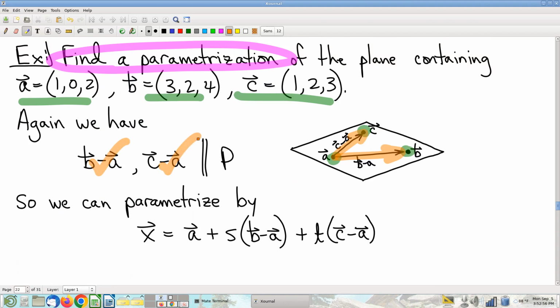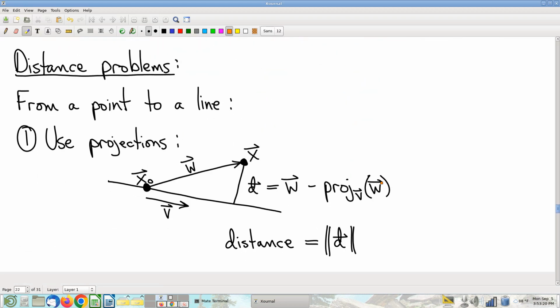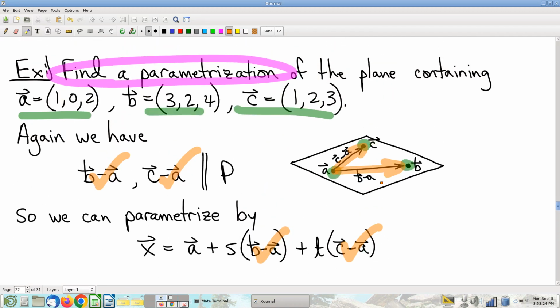Those are parallel to the plane. They go there, per the example above, right above this, and we win. There's our parameterization. What do you think? Everybody good? Okay. All right. By the way, there's endless different problems of this kind of general category.